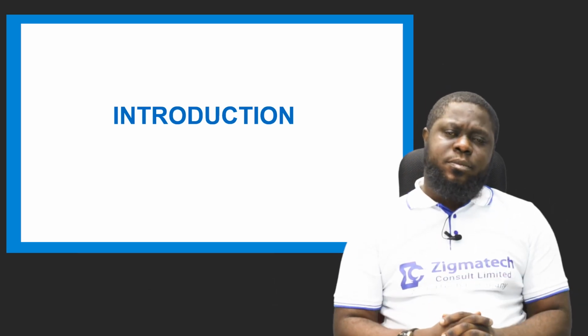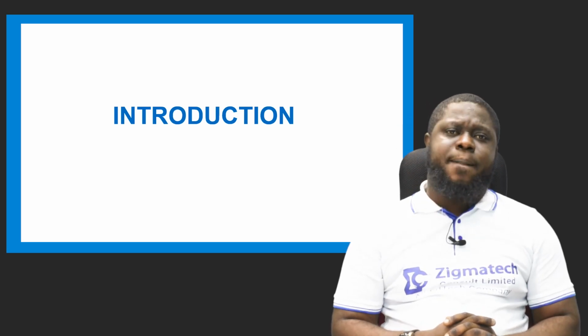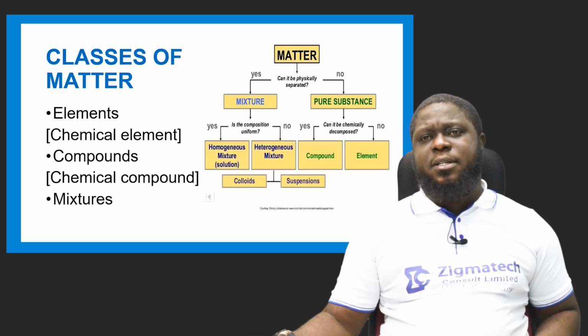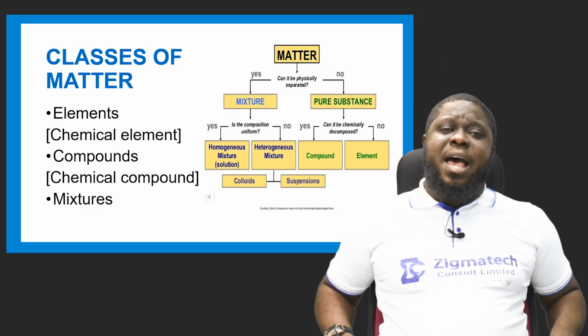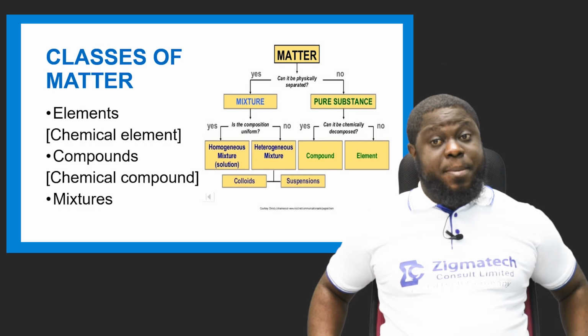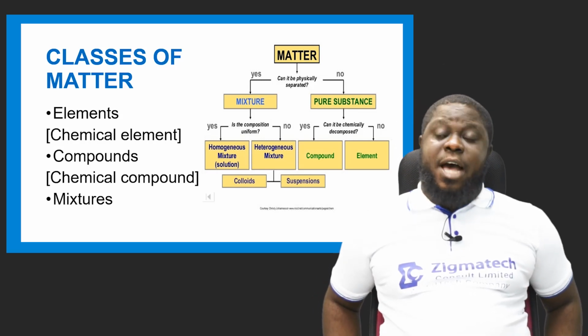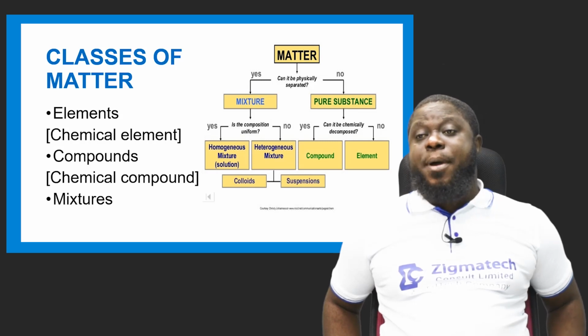Now, let us know the classes of matter, how matter is being classified. Matter is being classified as elements, you can call it the chemical element too, compounds, and mixtures. As you can see in the illustration, element, compound, and mixture.